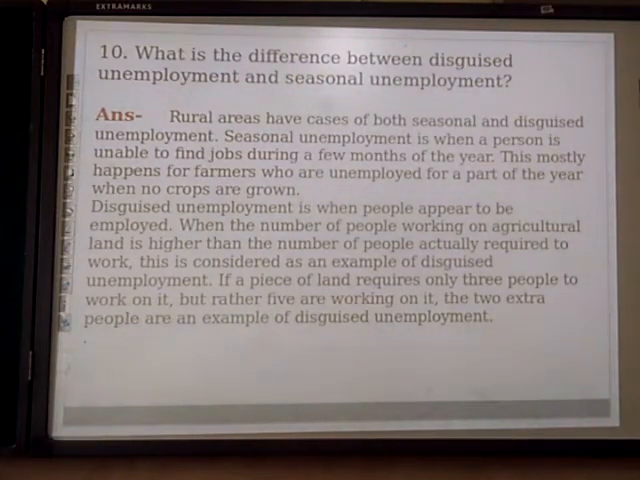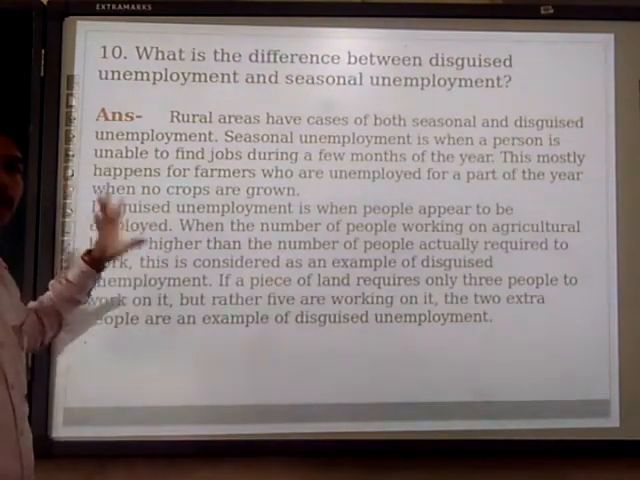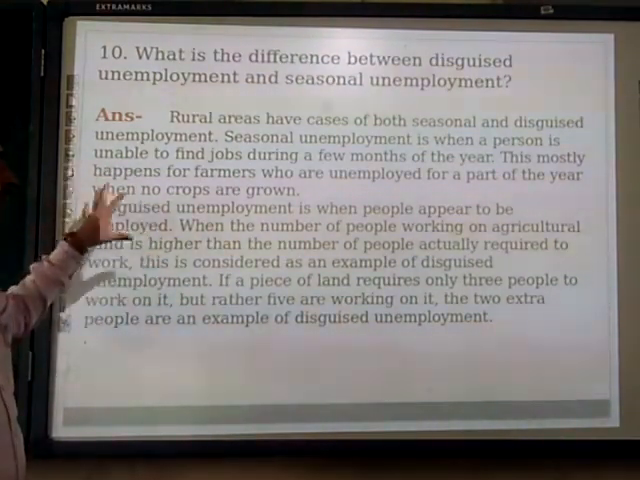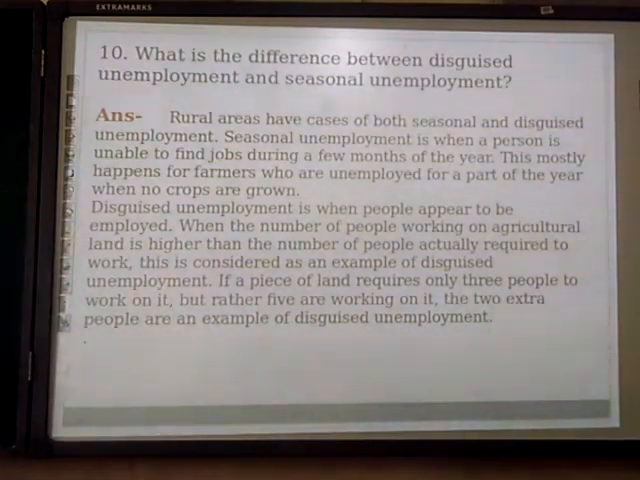It's talking about how rural areas have cases of both seasonal and disguised unemployment, and how the bifurcation is given. Please see it. You have to read the chapter thoroughly so you can find a very good answer. These are the textual language as placed here.